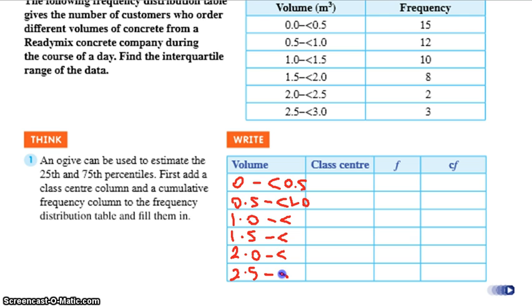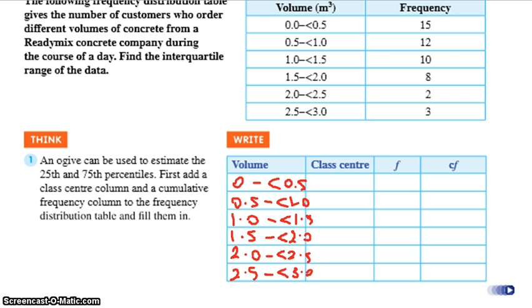So I'm assuming you guys are all doing this as well. 1.5, 2.0, 2.5, 3.0. Okay, class center.